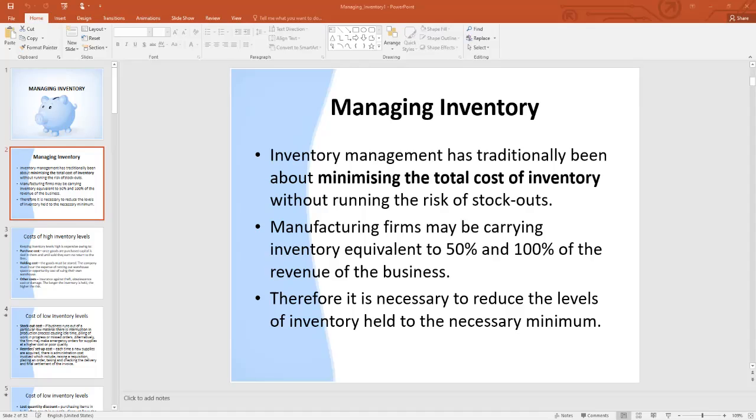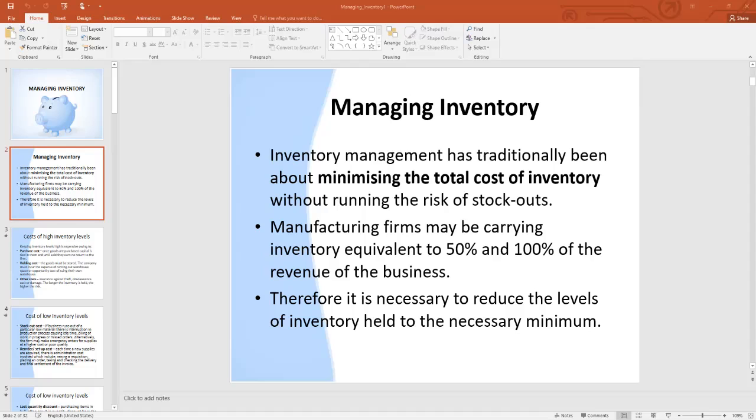Therefore, it's necessary to reduce the level of inventory held to the bare minimum. The more inventory you have at hand, the more the cost. So the idea is that if it is possible for us to have our operation running smoothly with only 10 units, then do it. Don't acquire 20. Keep the inventory to the bare minimum, to only what is required.